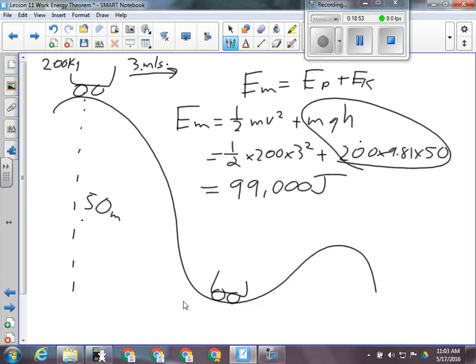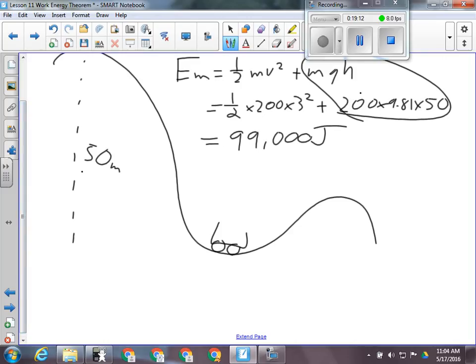Because down here, what's my height? 0, right? I'm assuming that this is down at ground level, so I wouldn't have any potential. I would have 99,000 joules worth of kinetic energy down here. So, saying that, could I figure out how fast the cart is going here? Yeah. I'd just have to recognize that according to the law of conservation of energy, the initial energy equals the energy essentially anywhere else, which would be by comparison the final energy.